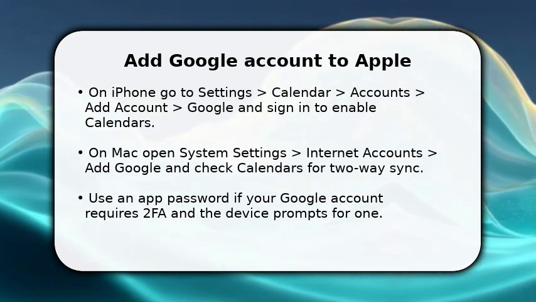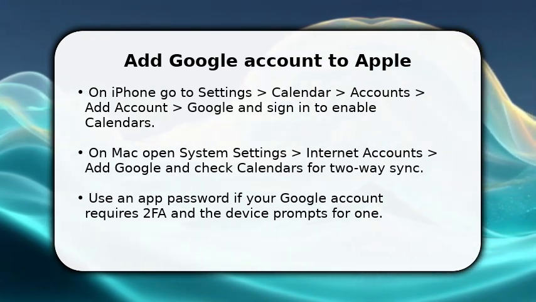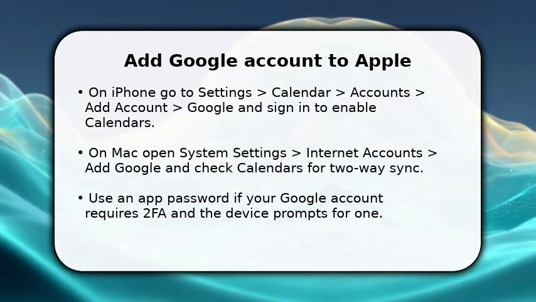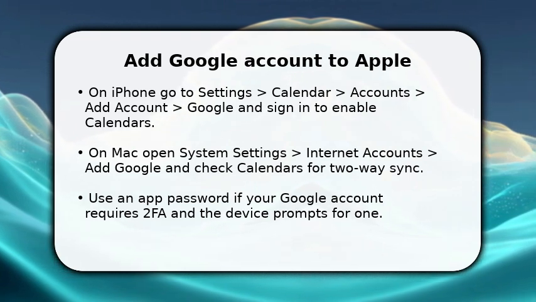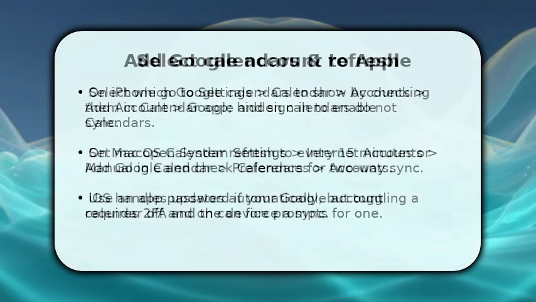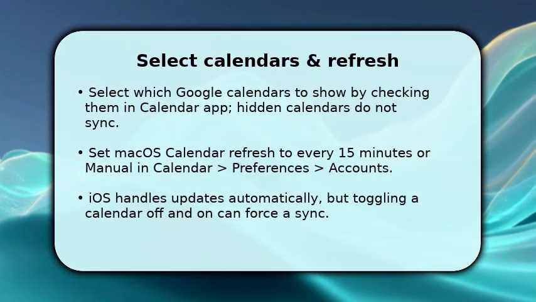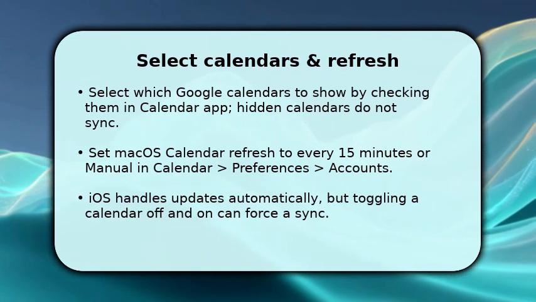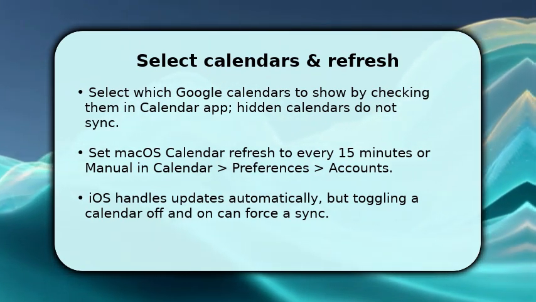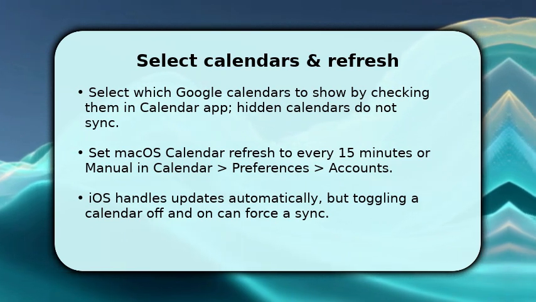If Google prompts for two-factor authentication, create an app password and enter it when requested. This ensures events created on either platform appear on both devices instantly when connected to the internet. After adding the account, open Apple Calendar and choose which Google calendars to display by checking boxes next to each calendar name. Unchecked calendars remain off-device.